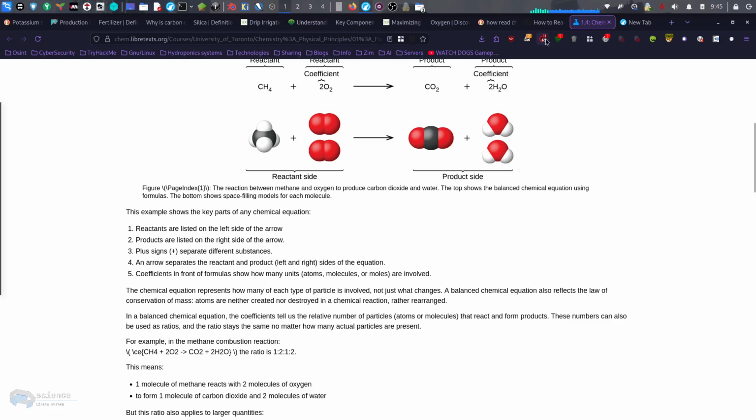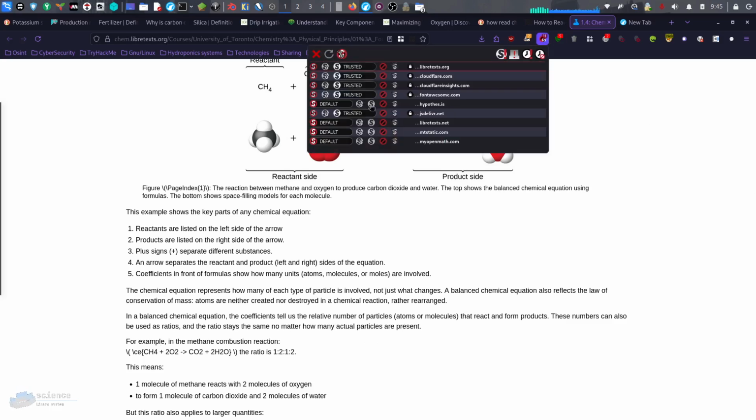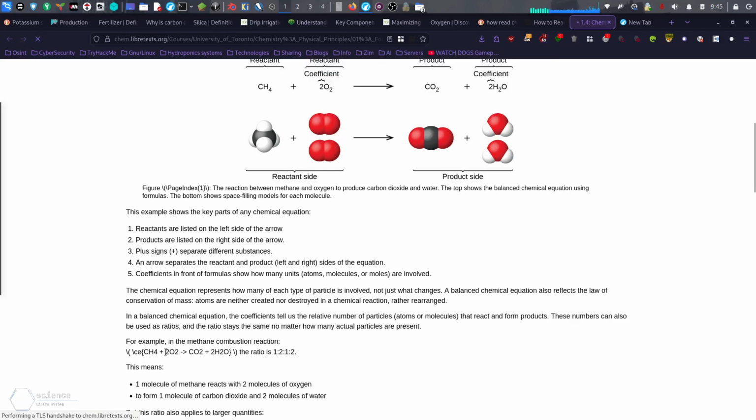For example, wait a minute, I need to enable JavaScript to see this interpreted as formulas.